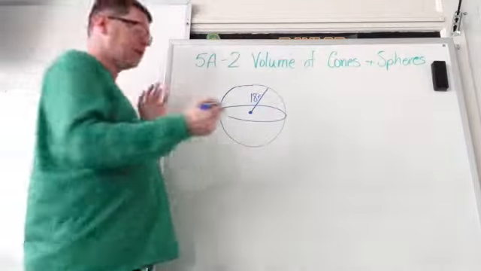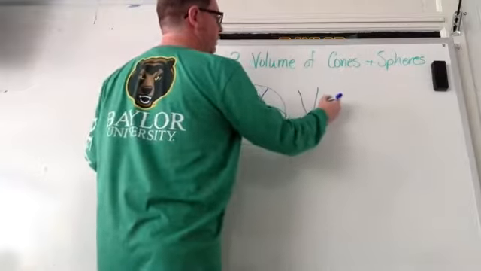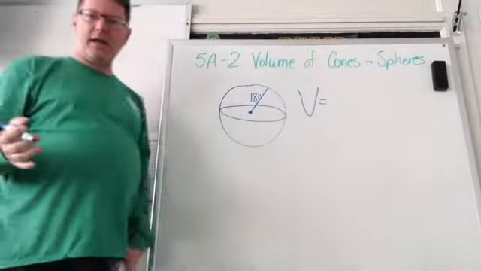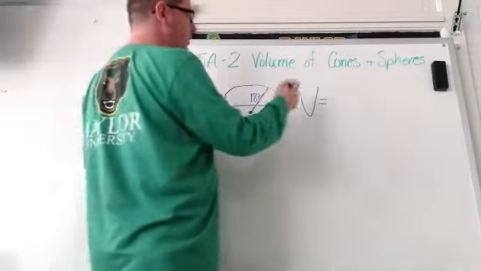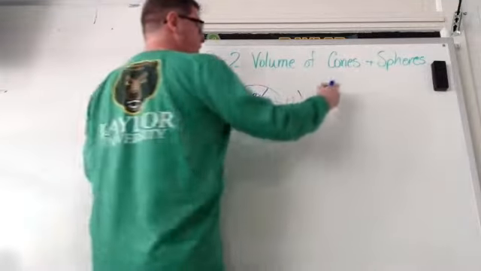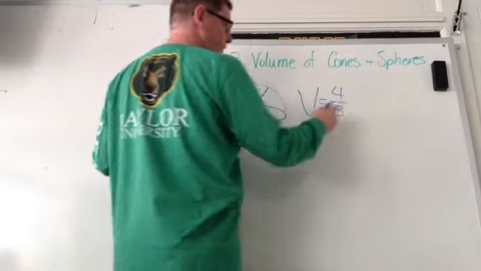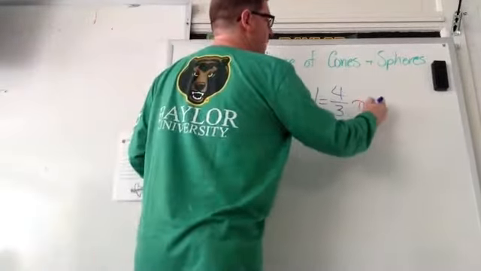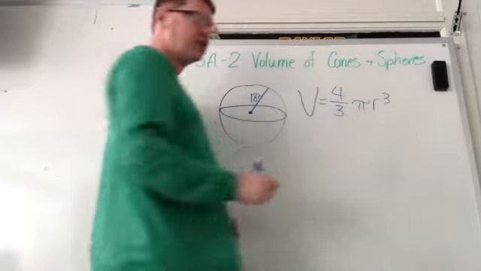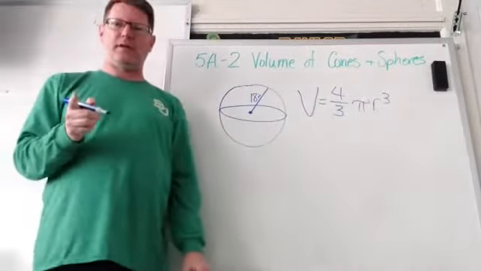The formula for the volume of a sphere is very different. We still have pi, and we still have r, but all the other numbers are very different. The formula for the volume of a sphere is V equals 4/3, not 1/3, 4/3 times pi times r to the third power. Very, very important: third power.